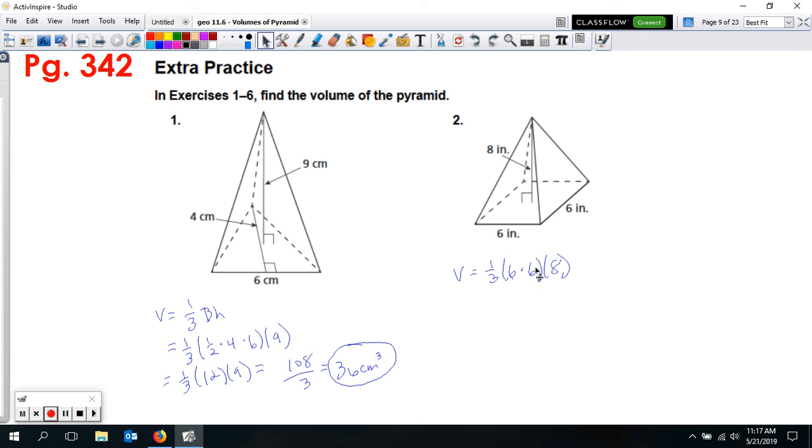And so we can then multiply this all together. We can get the 36 times 8. If we want to do 36 times 8 and then divide by 3, that would be fine. Or you could quickly say 3 goes into 36 12 times, and then you're just doing 12 times 8. There's more than one way we can do this. I just multiplied these two together, got 288, and then divided by 3, and it's 96. And it's inches cubed. All right, let's go on to the next one.